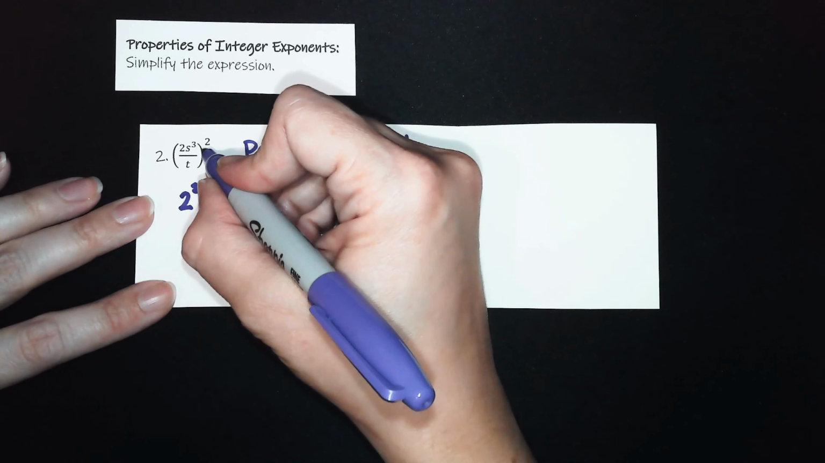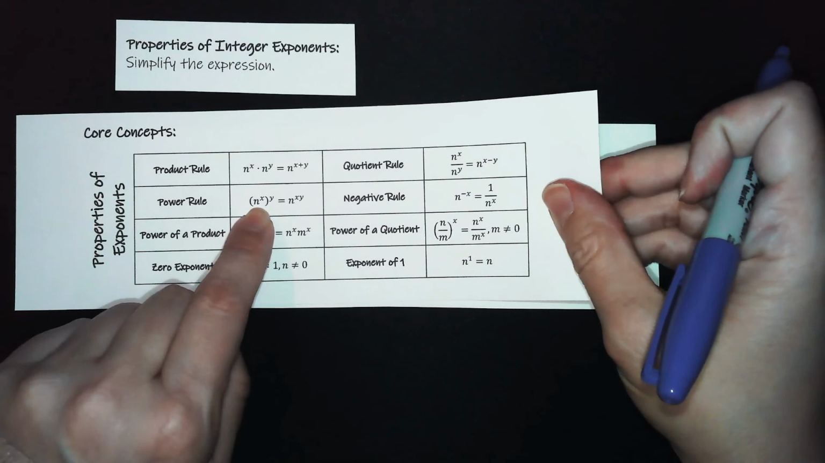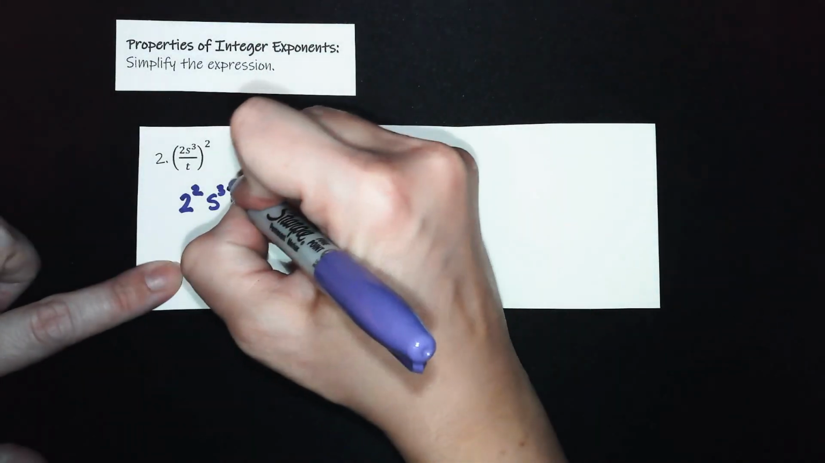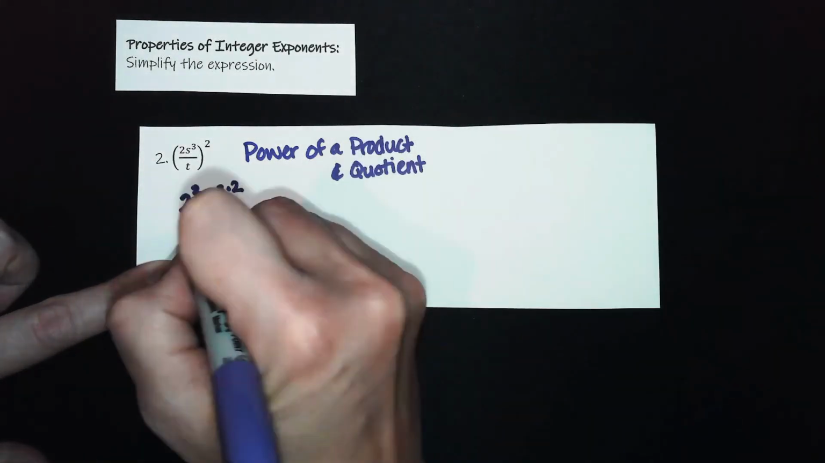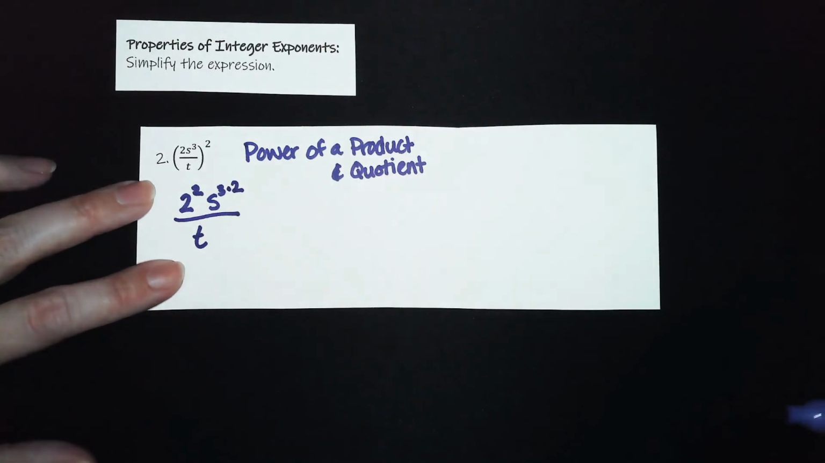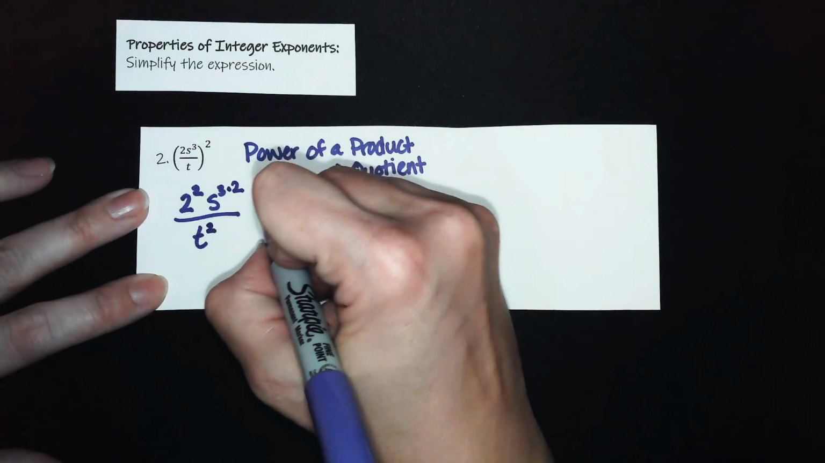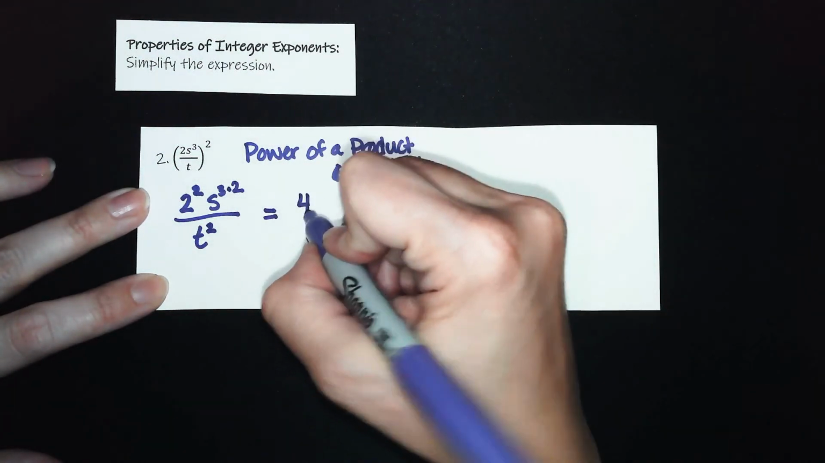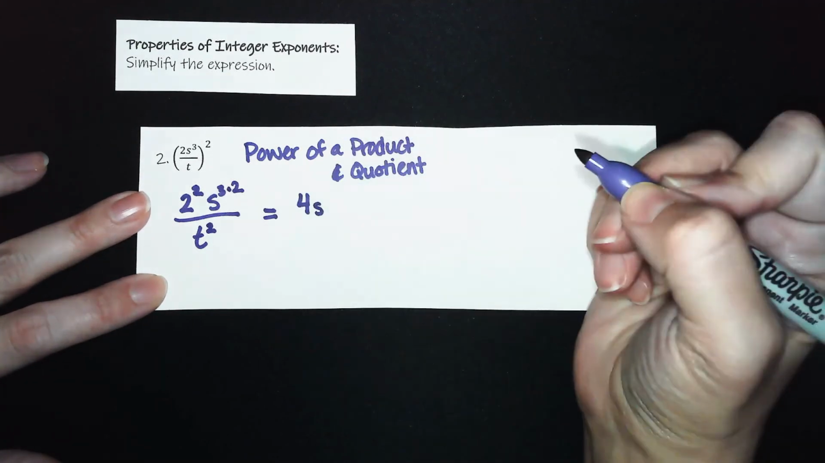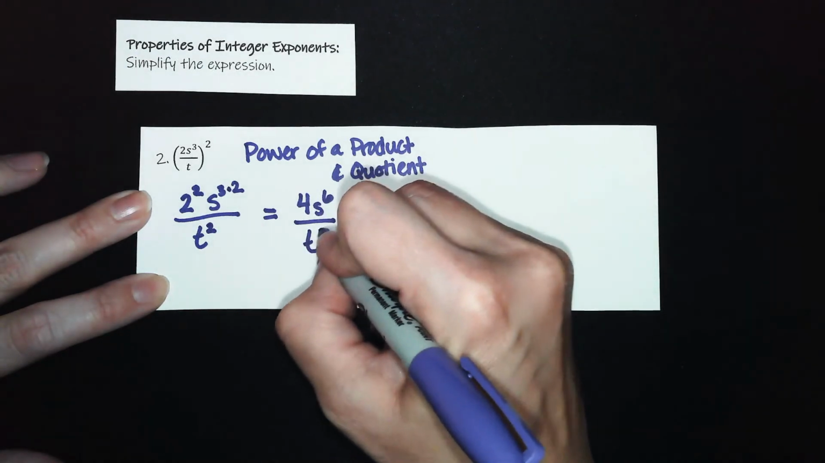But when we do a power of a power, which is the power rule, the power rule says I'm taking a power to a power. That's when I multiply them. So it's 3 times 2. And then in the denominator I have t, and really its power is 1. So I'm taking it 1 times 2, which is 2. Okay, and let's just clean this up. 2 squared is 4. s, and then the power is 3 times 2, which is 6, all over t squared.